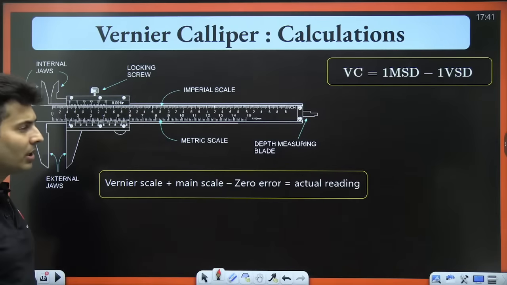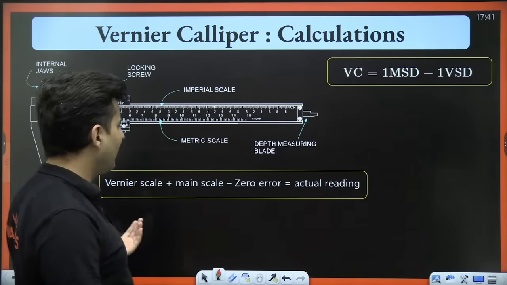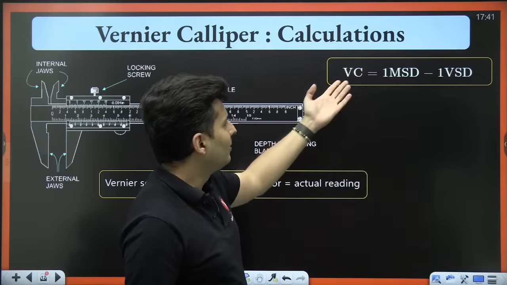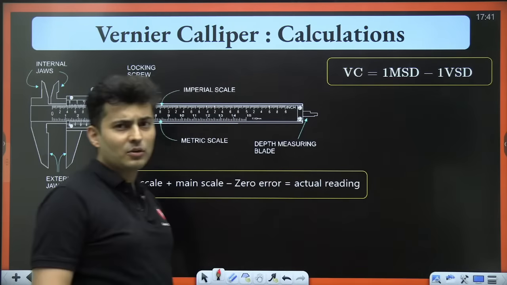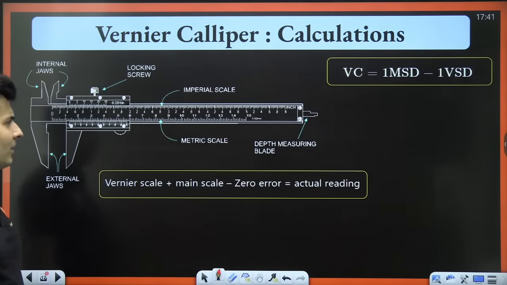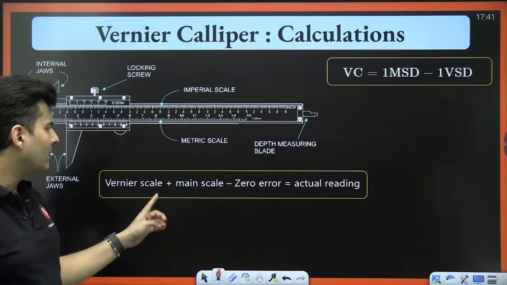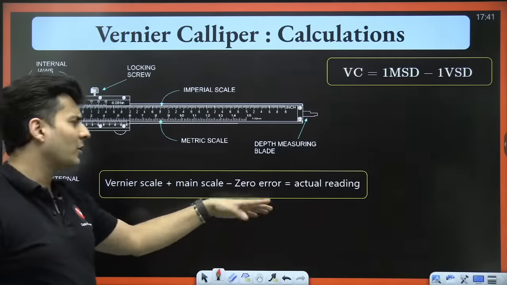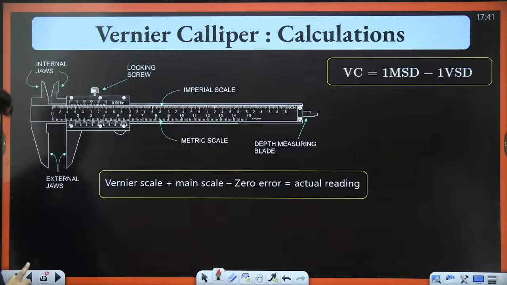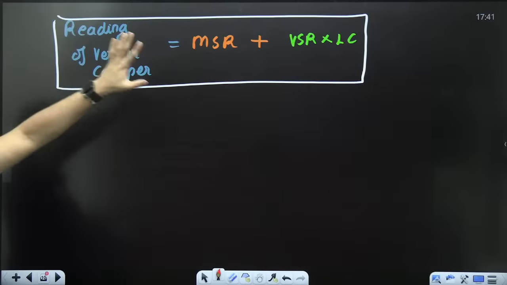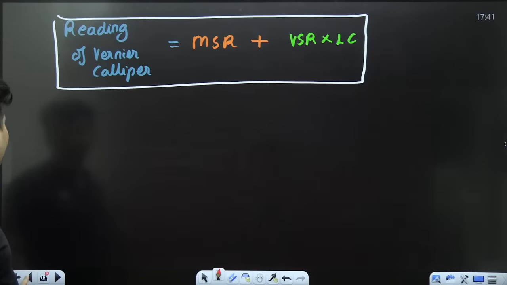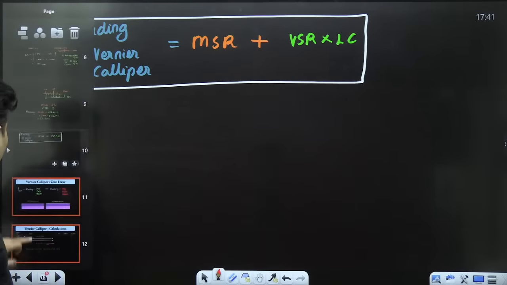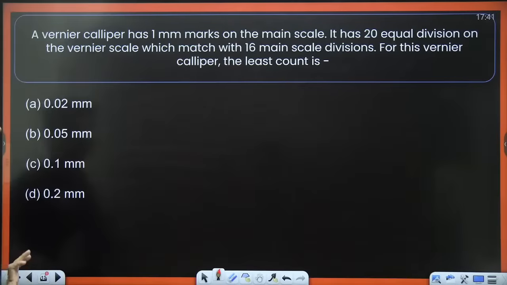I have also put up your printed slide over here. Vernier scale least count is 1 main scale division minus 1 vernier scale division. And vernier scale reading plus the main scale reading minus the zero error is the actual reading. These are the printed slides, but I feel you will be more comfortable with the handwritten slides. So I think it's a good time we solve some questions based on this.